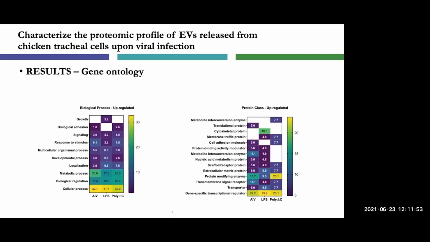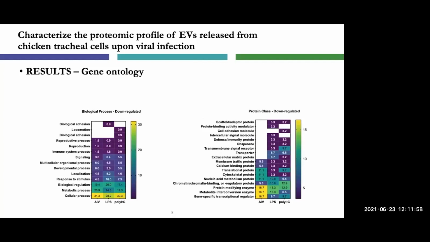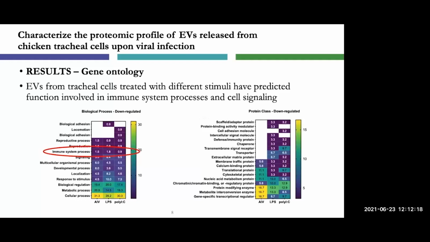This type of analysis allows us to see an overall picture of what types of proteins we have, especially since we have our data separated not only into our treatment groups, but also into our up and down regulated protein groups. So for example, in our biological process or protein class categories, we can go into this section here, immune system process, and see exactly what proteins are identified and if there are common proteins between the groups. And one thing that we do observe is that our EVs from tracheal cells treated with different stimuli have predicted functions involved in, say, immune system process and cell signaling.